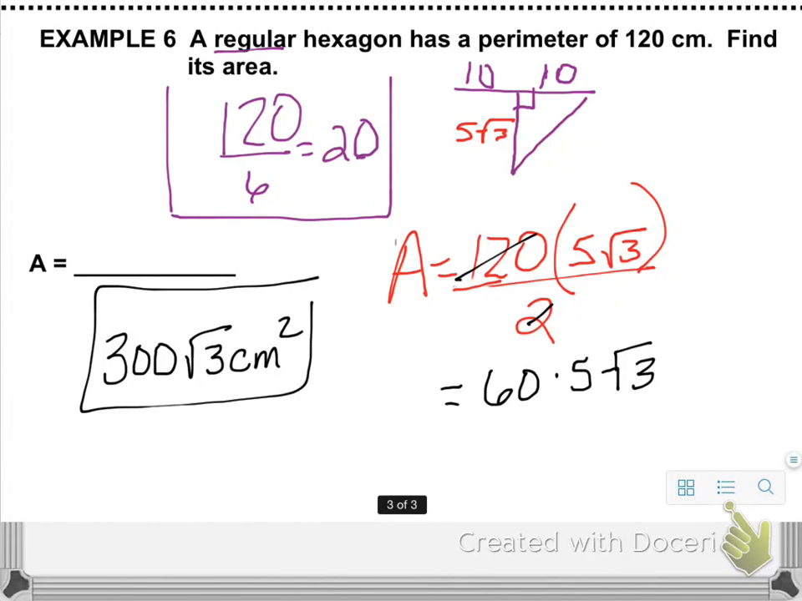Okay, so after viewing all of my notes that I've done, I've realized I've made a mistake on example 6. So when you come to class, my question to you is, what mistake did I make on example 6? Because the answer is not 300 square roots of 3 centimeters squared. So I'll be interested in hearing from you as to what the answer should be.